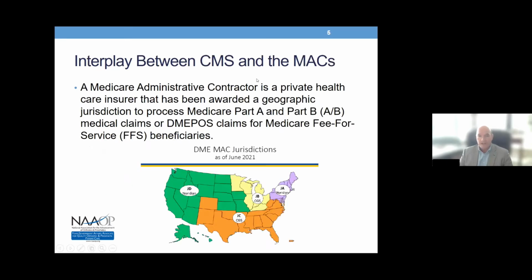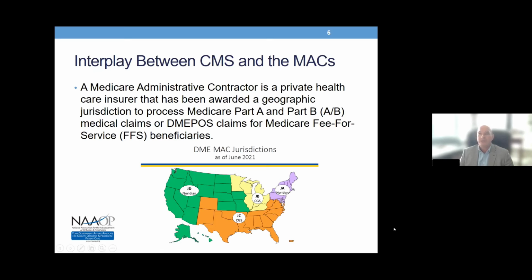Okay, to move on, what is the interplay between CMS and these MACs? Well, CMS is the federal agency, and they have a significant budget, and they hire these MACs, which are ultimately private companies. They typically are health insurers that have spin-offs or offshoots of their main business, and they're awarded based on a geographic region to administer Part A and Part B claims, or to administer DMEPOS claims. As I just mentioned, there are 4 regional DME MAC carriers. They used to be called carriers, now they're Medicare administrative contractors that administer fee-for-service claims. Now, this is just fee-for-service.